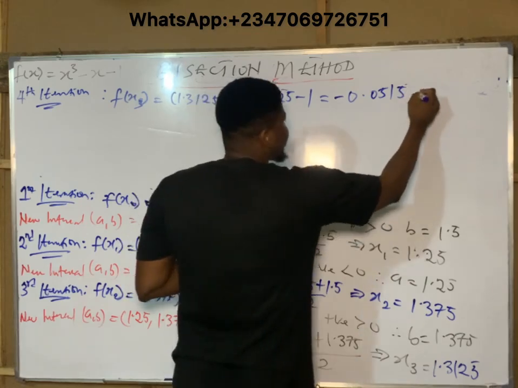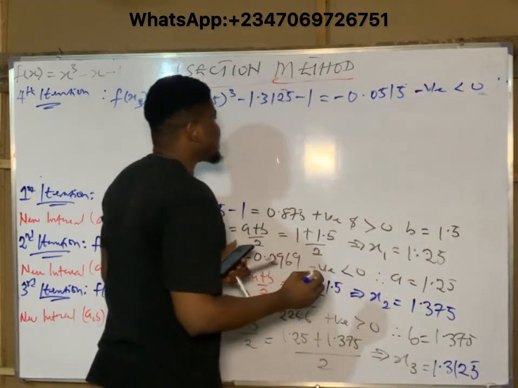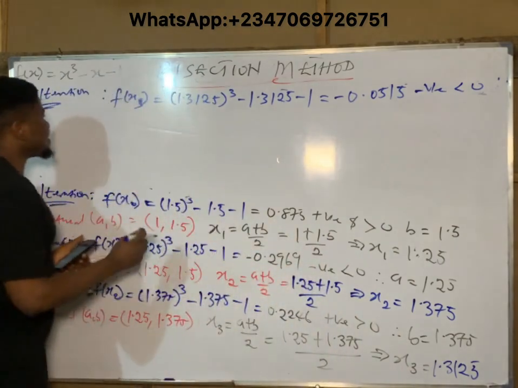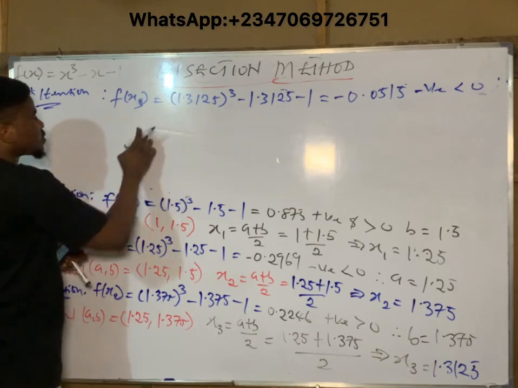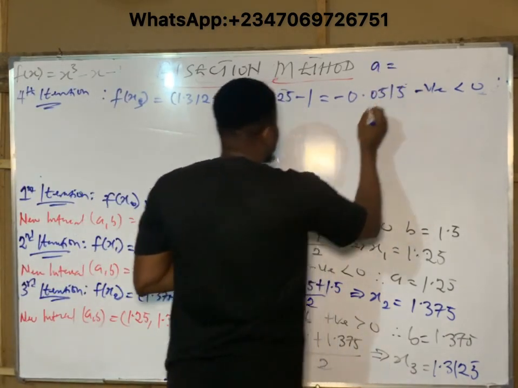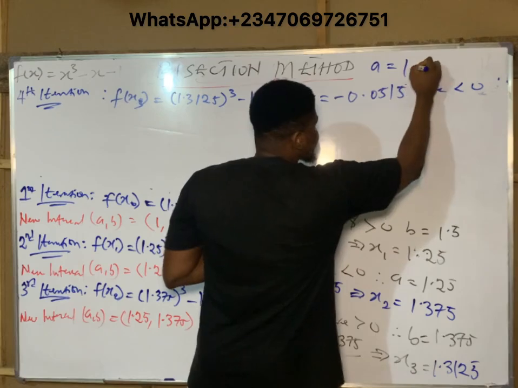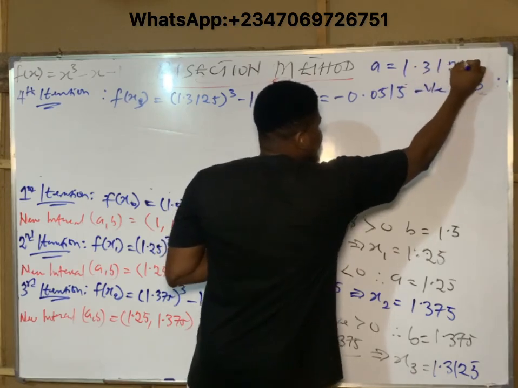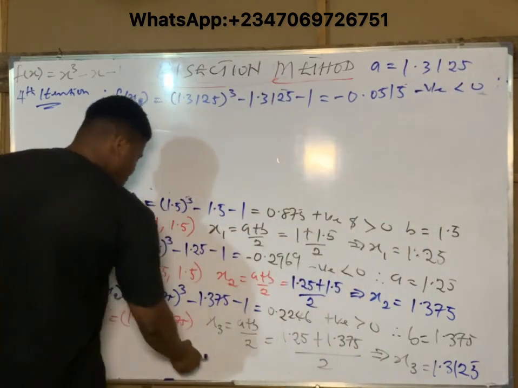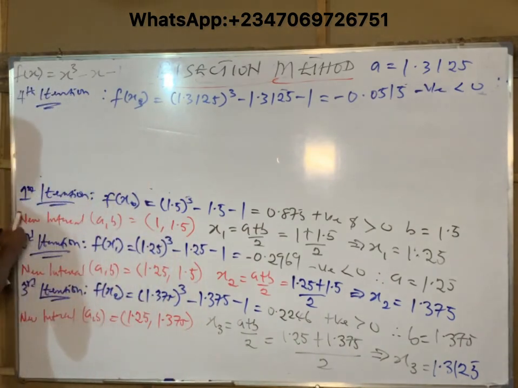0.515. Now this value is negative and it is less than 0. So when it is negative, remember, it means that a is the value that causes the function to be negative. So this means now that we have a new value for a, and a is simply 1.3125. So we have now a new interval.